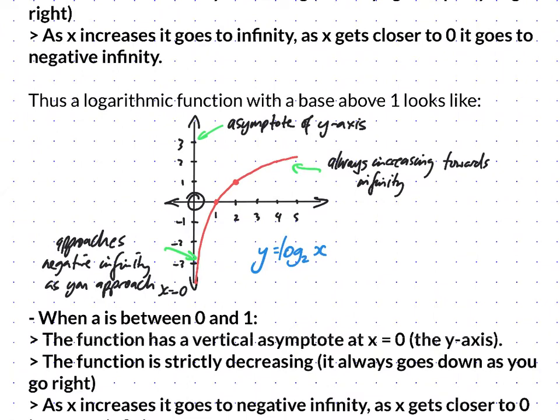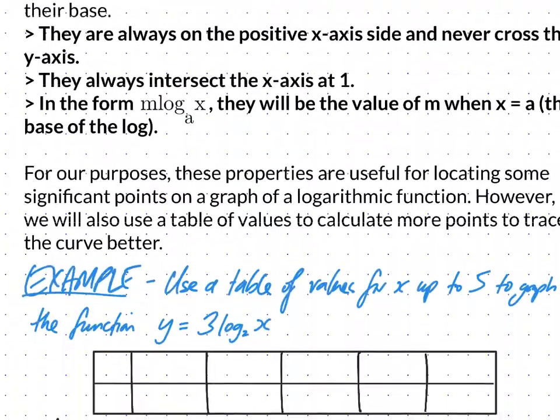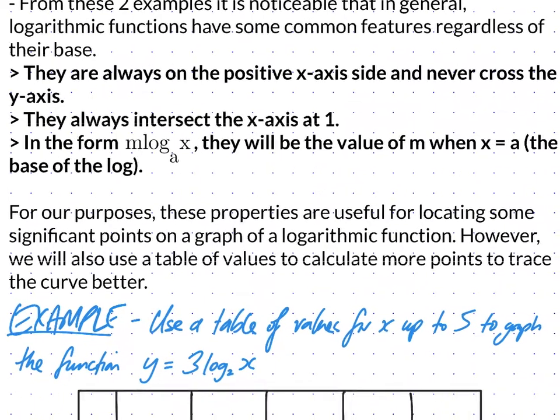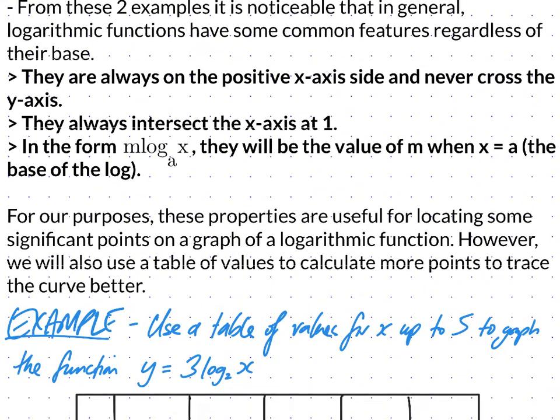And y is equal to log base 2 of x also crossed the x-axis at 1. And lastly, in the form of m log base a of x, they will be the value of m, whatever this number is, when x is equal to the base. So at the point where the value of x is equal to the base, whatever number is in front of the log, that's the y coordinate of the point.